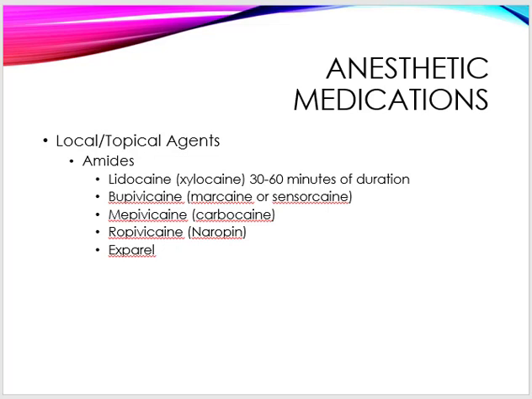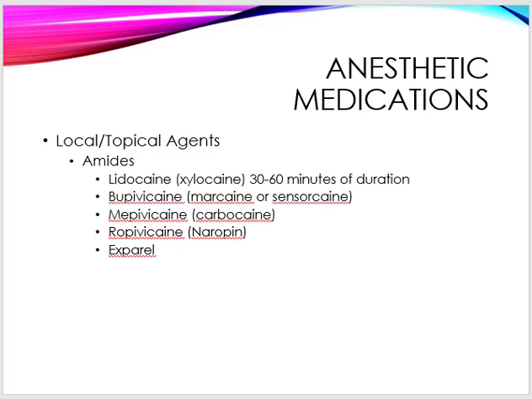It's fast-acting and rapidly metabolized, and the effects last between 30 to 60 minutes. If epi, or epinephrine, is added, it does increase the duration up to 50%. Lidocaine comes in 0.5%, 1%, 1.5%, 2%. A 4% solution is available, but it's used topically only. Remember that lidocaine can have cardiovascular effects. Ropivacaine is similar to bupivacaine, but it's less cardiotoxic.